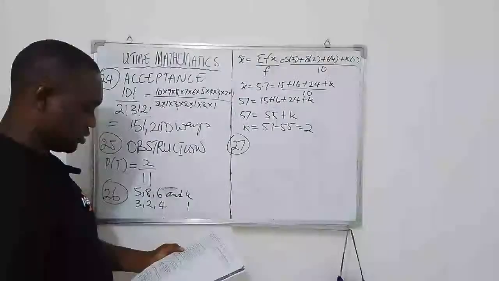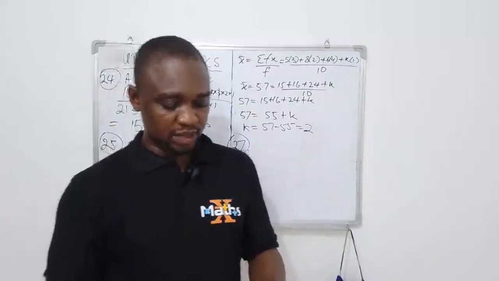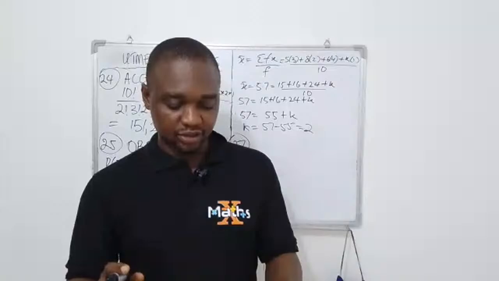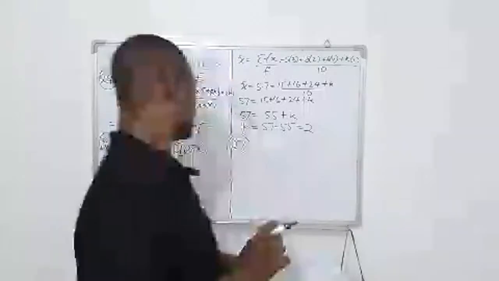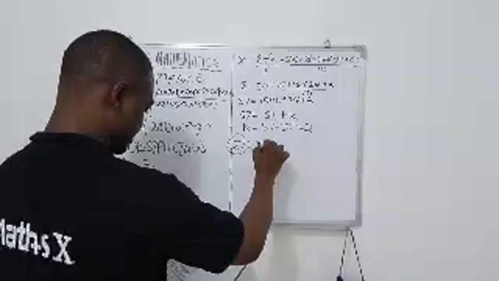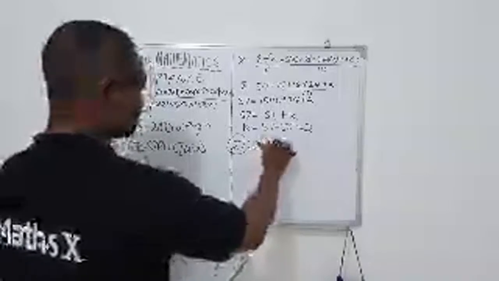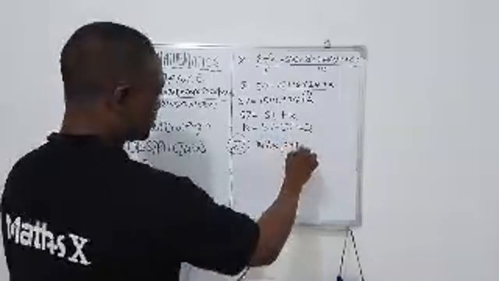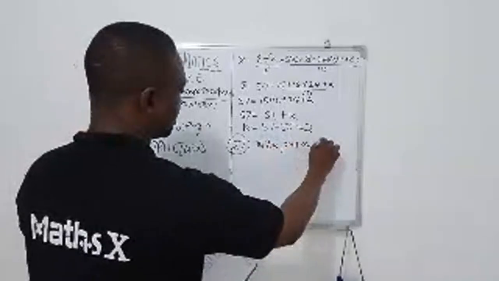Number 27. Mean deviation. x, 2x, x plus 1, and 3x, if their mean is 2. All right. Here is x, 2x, x plus 1, and 3x, if their mean is 2.